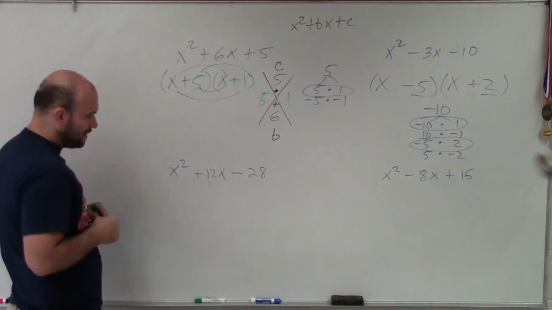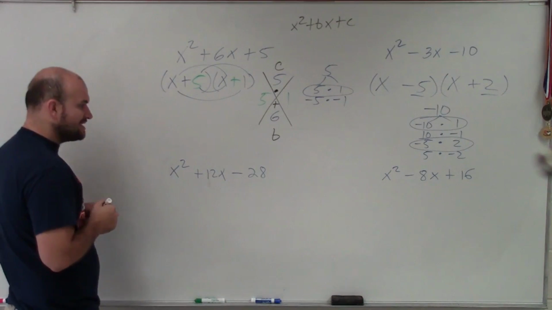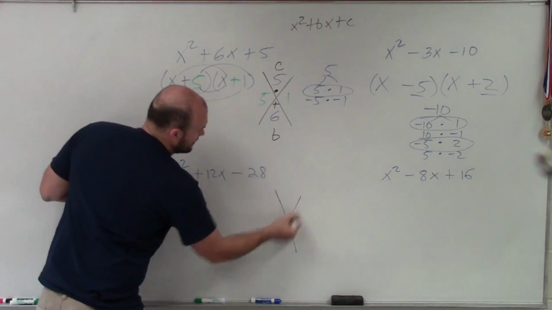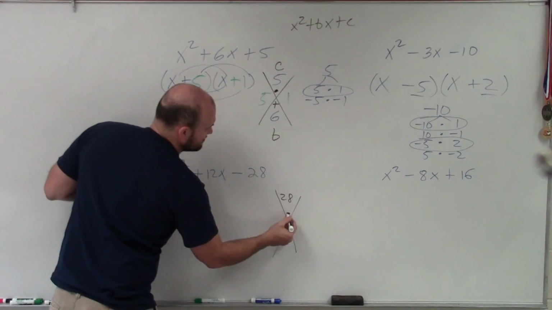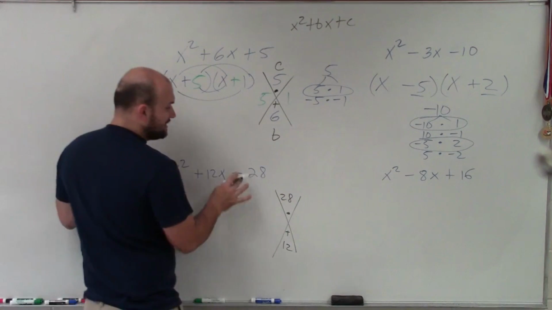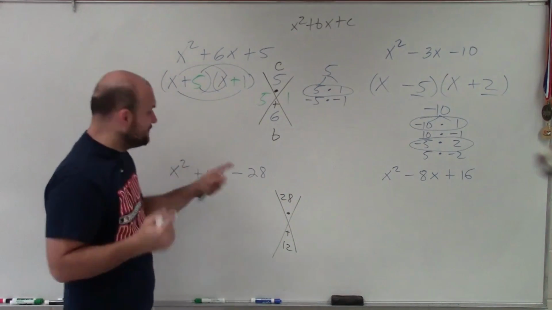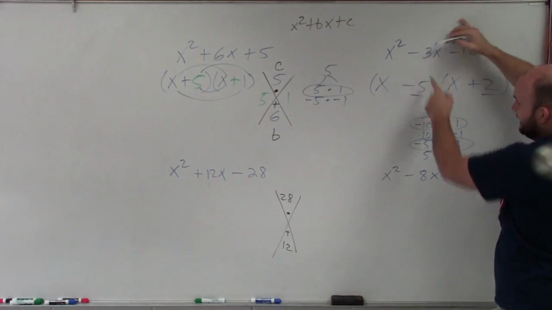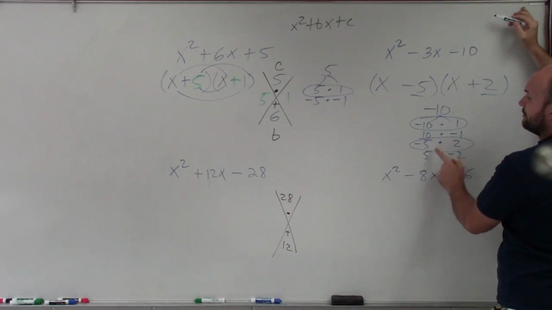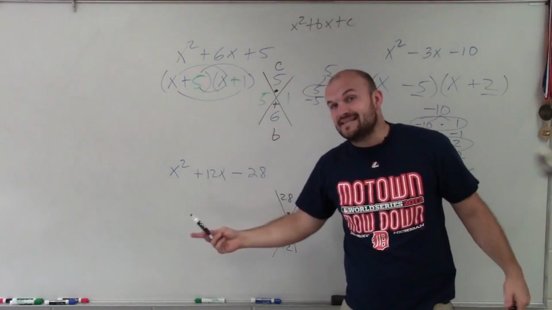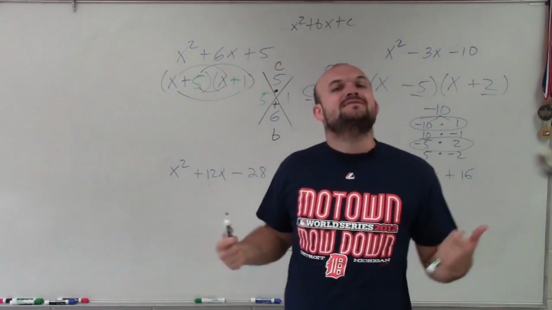So now I have a little bit larger one. I have x squared plus 12x minus 28. So now, let's go back to the diamond method. I say, all right, 28, what two numbers multiply to give me 28 but add to give me positive 12? Notice this is a negative 28. But the difference is that before, the middle term was negative, so my larger factor had to be negative. Now my middle term is positive. That means the larger factor is always going to be positive.